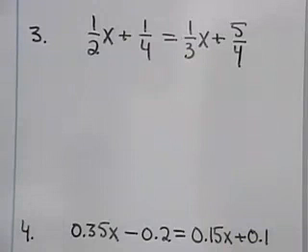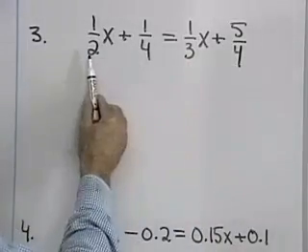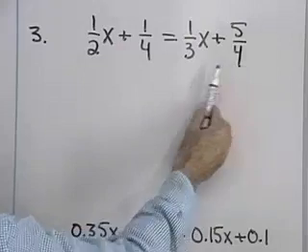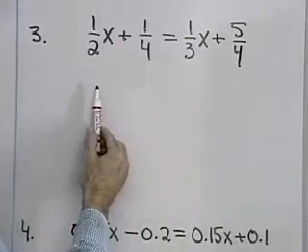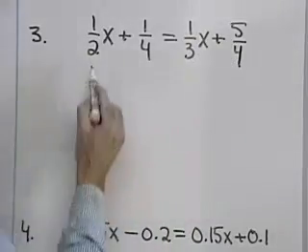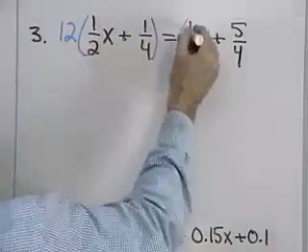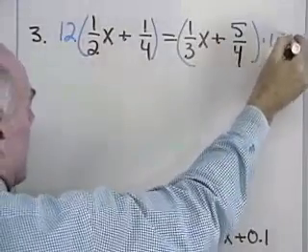1/2 x plus 1/4 equals 1/3 x plus 5/4. You can work with these fractions if you like, or you can get rid of the fractions by putting in another first step where we multiply both sides by the least common denominator for all the denominators you see. That would be the number 12. I'll multiply this side by 12 and multiply this side by 12.